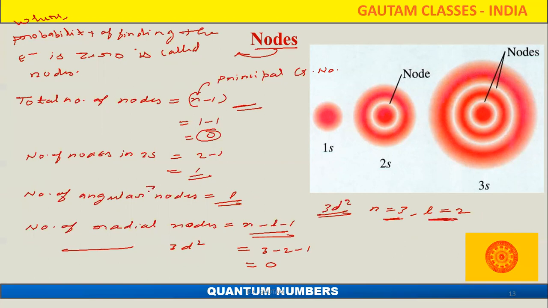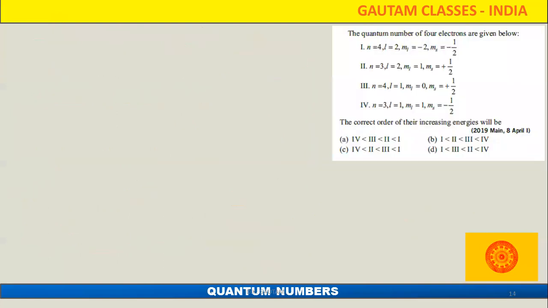What about the angular nodes in that? Angular nodes in our 3d2, we can say, are 2. What about the total number of nodes in 3d2? That is 3 minus 1, that means 2 is present. So I hope everybody has got the idea how we are going to find the total nodes, angular nodes and radial nodes. Now we are going to solve some questions asked in previous year JEE and NEET exams.